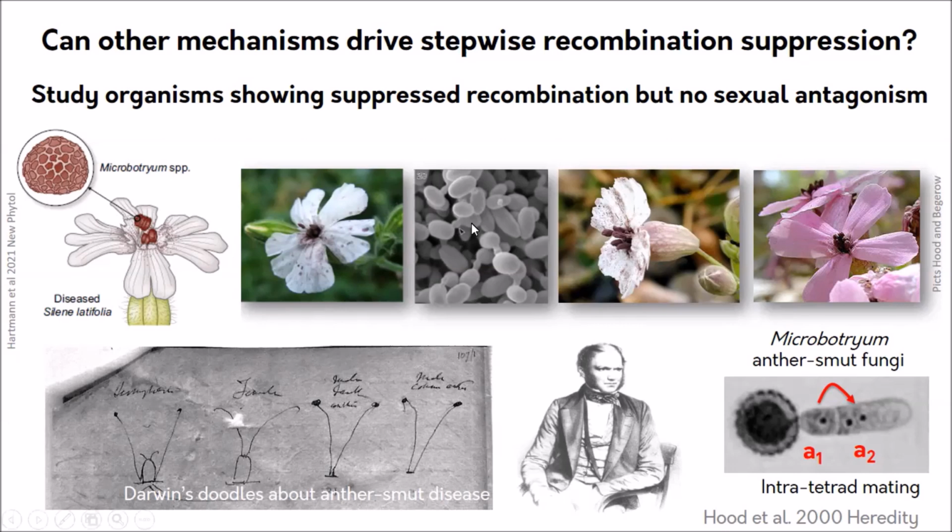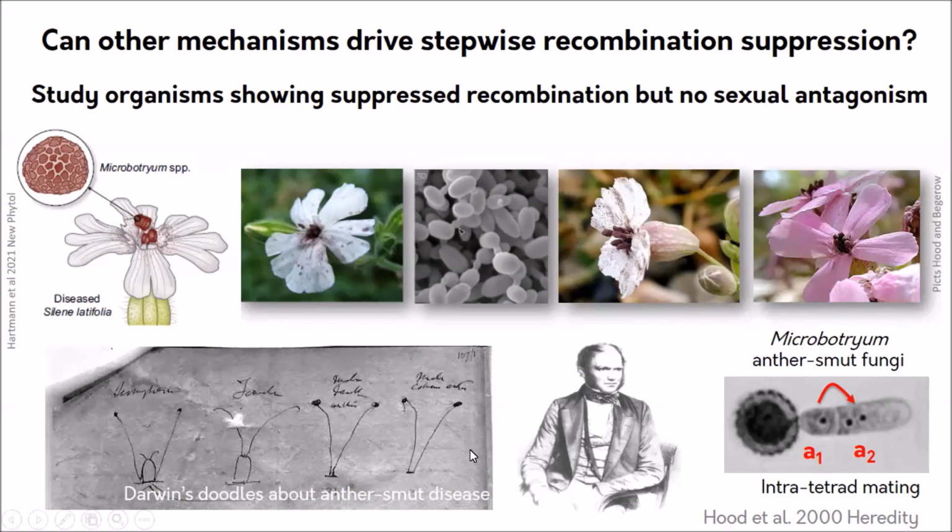And you can see here two gametes of the fungus mating. They can mate only if they have different mating types, what we call A1 and A2. But you can see that there are not many traits different between A1 and A2. They're just haploid cells, and so there cannot be much antagonism between mating types.